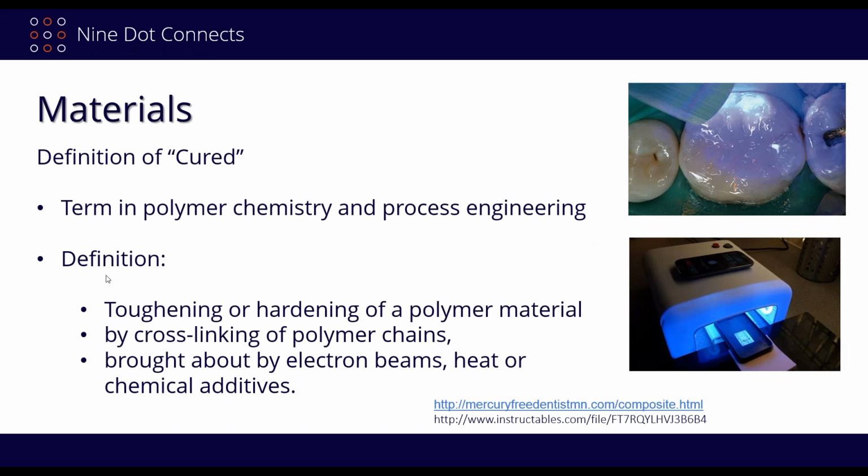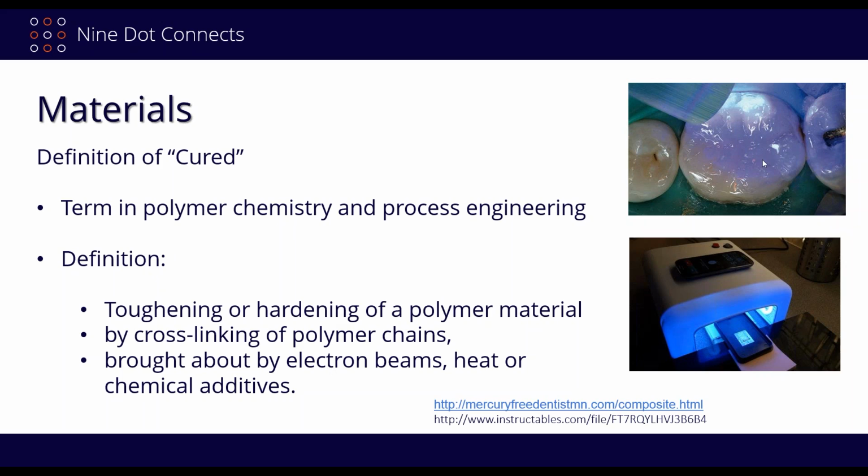I also want to talk about this concept of curing, because we don't see this very often as electrical engineers or electrical designers, but it's used in several other industries. If you look at the definition, I broke it up down here, and it's the best way to look at it. It's the toughening or hardening of a polymer material. So what's a polymer material? It's something that's a very long chain of atoms. Okay? It's a very long, stretchy chain of atoms. And what you're doing is cross-linking the polymer chains, and it's brought about by electron beam, heat, or chemical additive. So where we see this quite often, number one, is in the dental industry.